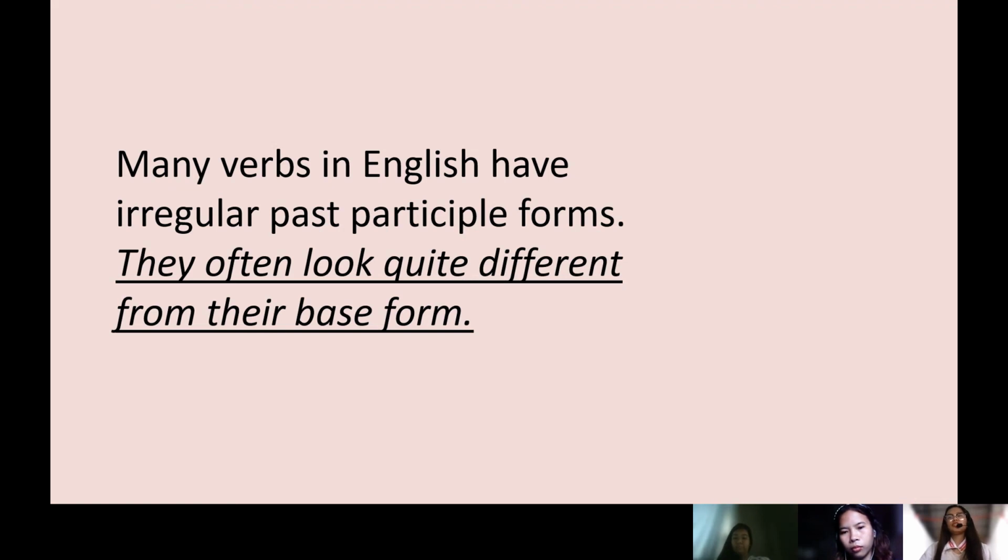So, many verbs in English have irregular past participle forms. They often look quite different from their base form. Like I said earlier, for regular verbs, we do not have to change any spelling at all. You just need to add ed or ing at the end. But if it is an irregular verb or irregular past participle form, it will actually look quite different from the base form.